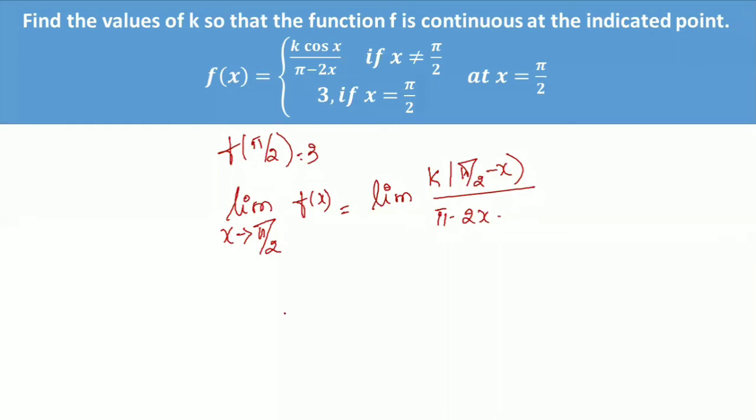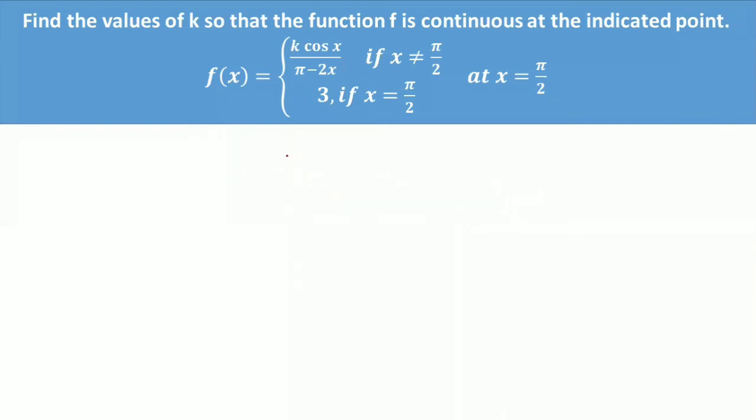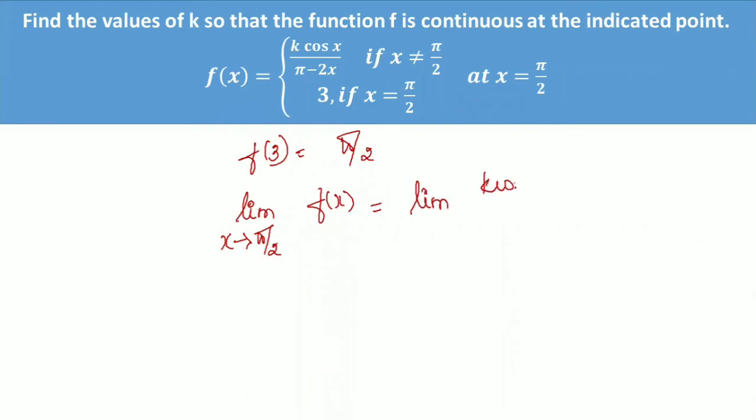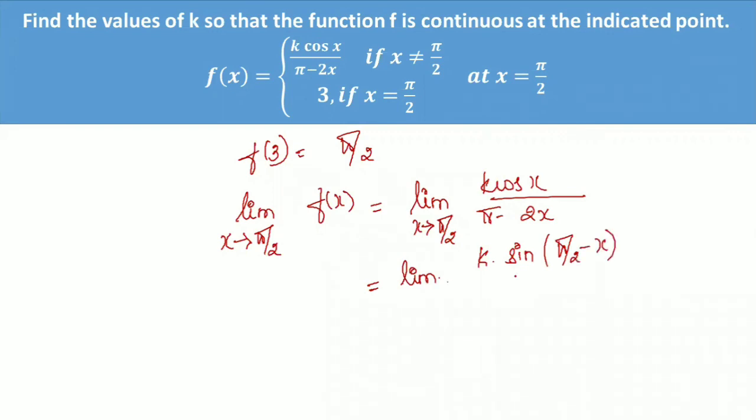Okay, students, I've made a mistake. Just check. I'll explain it again. I'll start from the beginning. f of 3 is pi by 2. So we were discussing the limit of f of x as x tends to pi by 2. Because we get it in the 0 by 0 form, we have to make a change. So it is k cos x divided by pi minus 2x as x tends to pi by 2. So it is limit of k into cos x, which can be written as sine pi by 2 minus x, divided by pi minus 2x, as x tends to pi by 2.